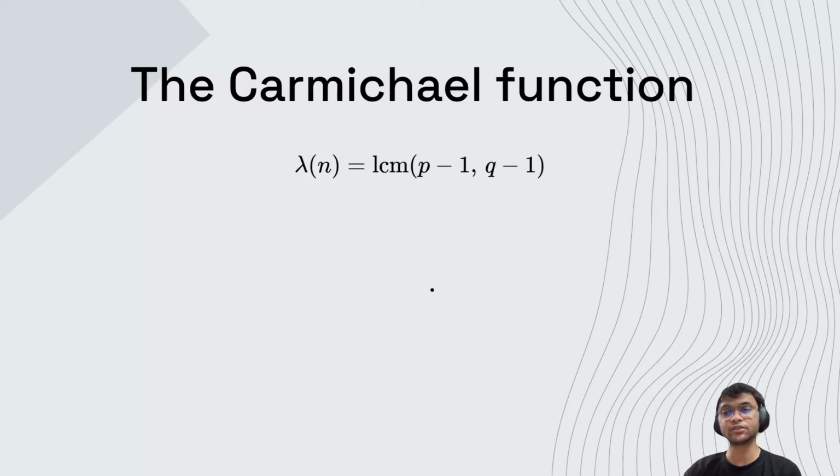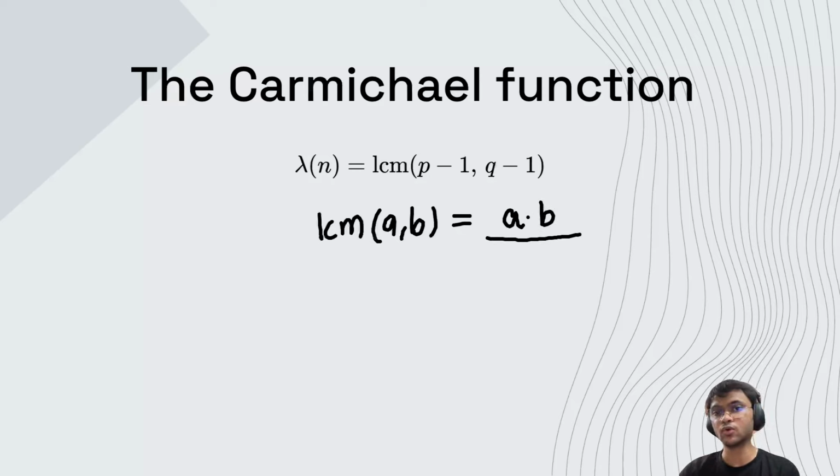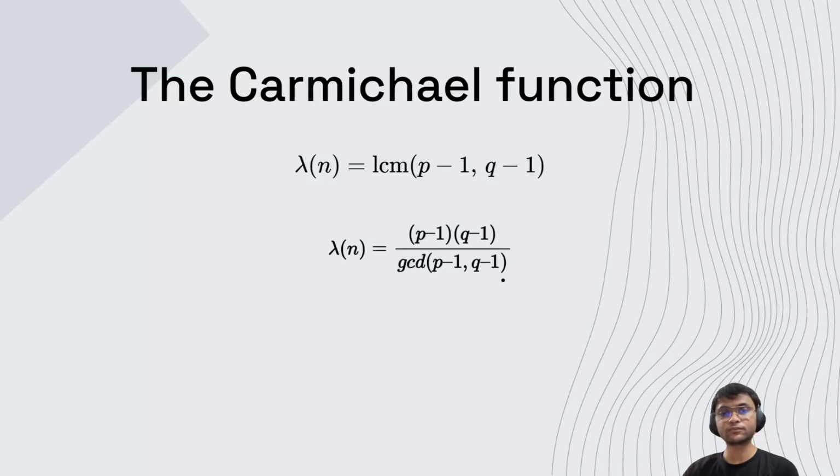Mathematically, the Carmichael's function is expressed as the LCM of p minus 1 and q minus 1. Now, by mathematics, we know that the LCM of two numbers, a and b, can also be expressed as a multiplied by b over the GCD of a and b. We'll use this simple expression to correlate lambda n and phi n. Our lambda n is now the product of p minus 1 and q minus 1 over the GCD of p minus 1 and q minus 1.